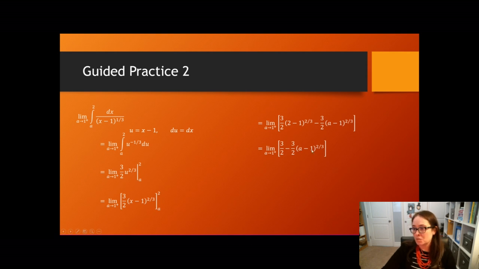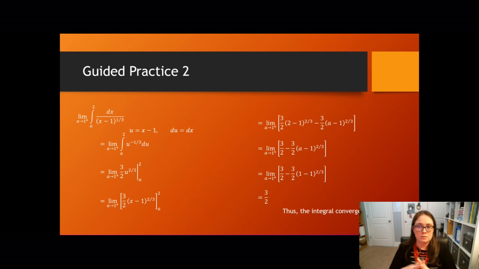So 1 minus 1 would end up giving me a 0. For this whole second term, it just zeroes out, and I end up with just the limit of 3/2. So I get 3/2 for the limit. I got a real number, so I know that this converges. And there it is. I got my answer.